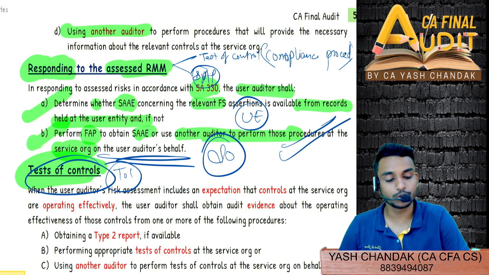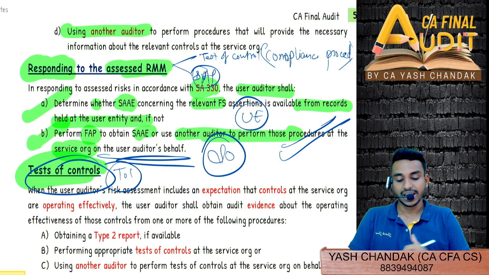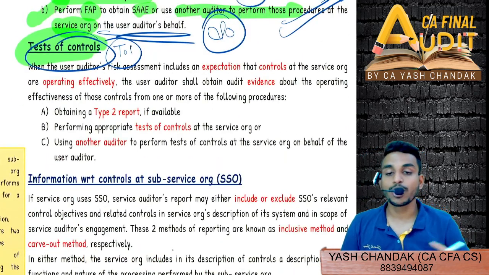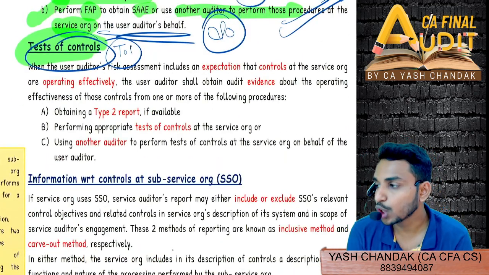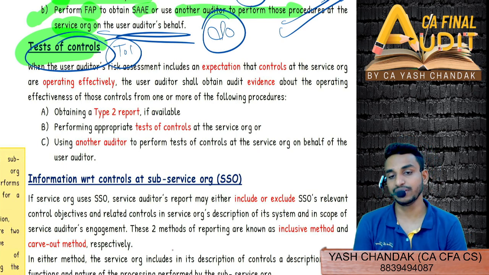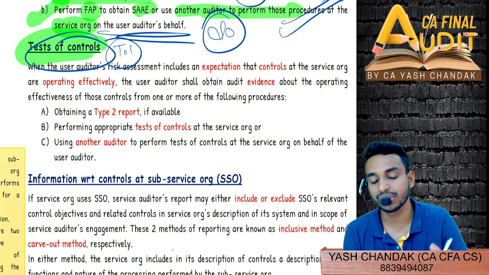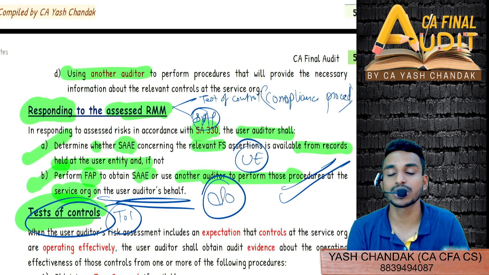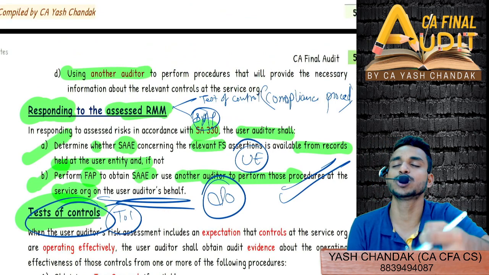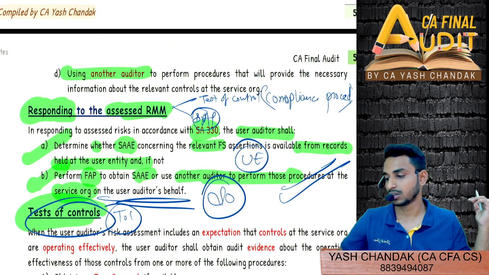Just now we saw what? You have to perform TOC at both the user entity and the SO. So now for performing test of control, what do you think? Which report should we obtain? Type 1 or type 2? Do not look. Just based on your knowledge of what test of control is, which report do you think we should obtain? Type 1 report or type 2 report?